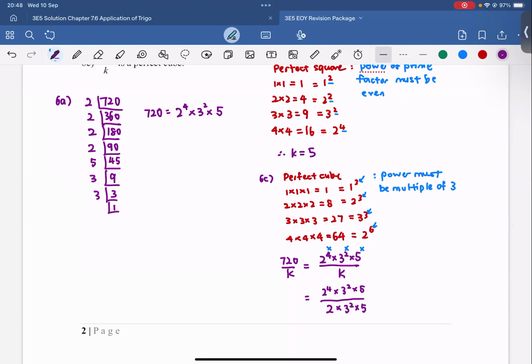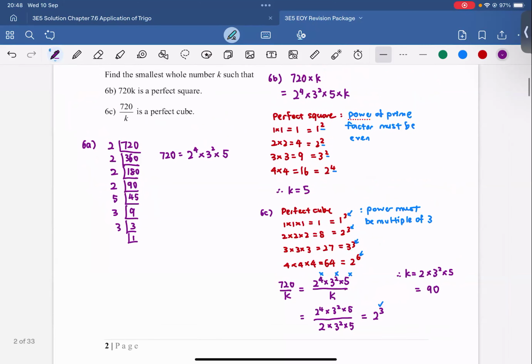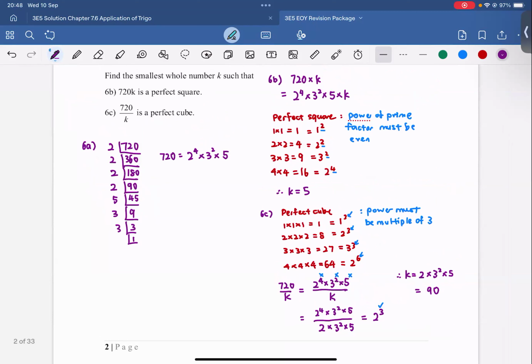So you can see now, if this happens, my 720k will just be equal to 2 to the power of 3. Yes, the power of all the prime factors is a multiple of 3. So this tells us the k is actually 2 times 3 squared times 5, which is equal to 90. Based on what I know, this question will kill everyone.